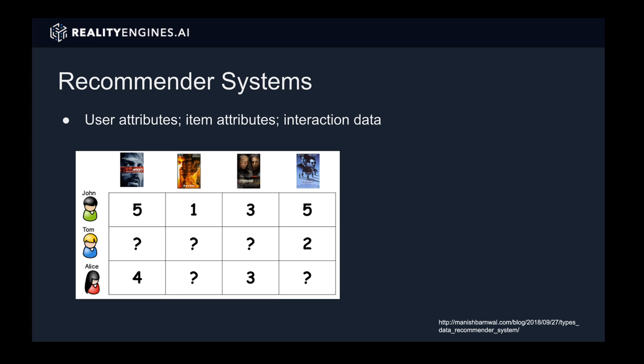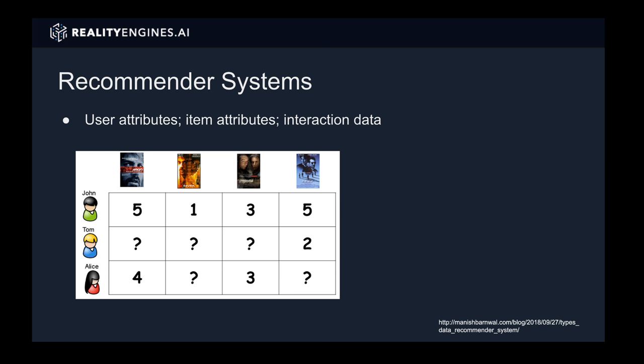And then the item attributes will be attributes of the movies, like the average rating, what year the movie came out, maybe the genre of the movie, and so on. And then the third data set is the interaction data. And this is the most important.